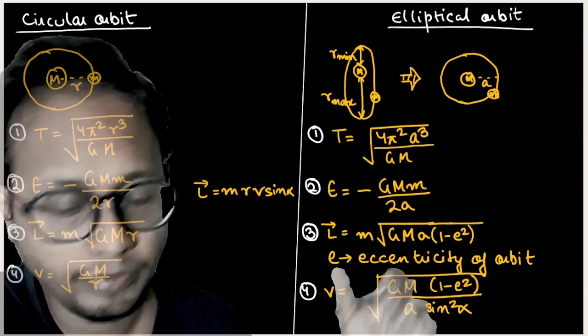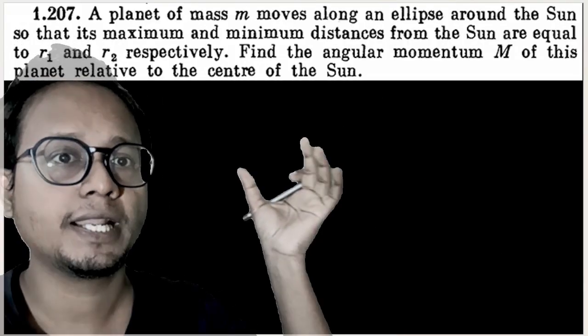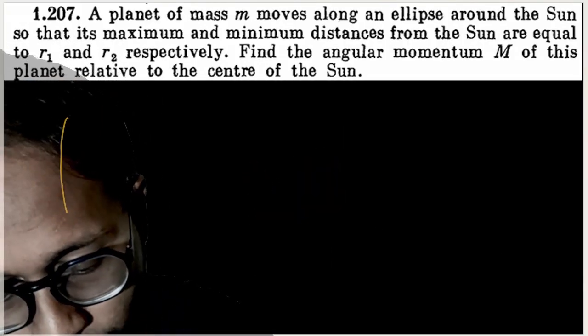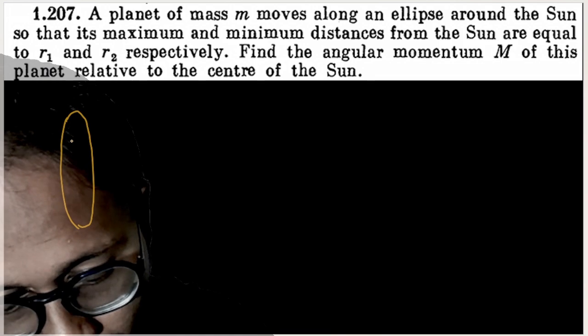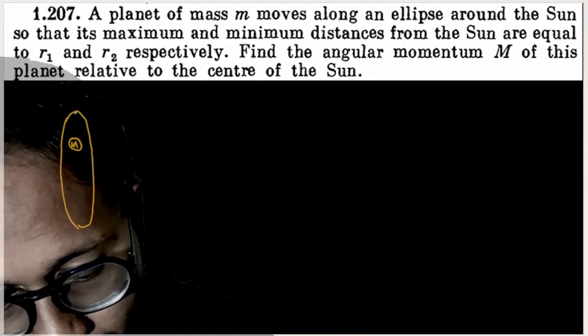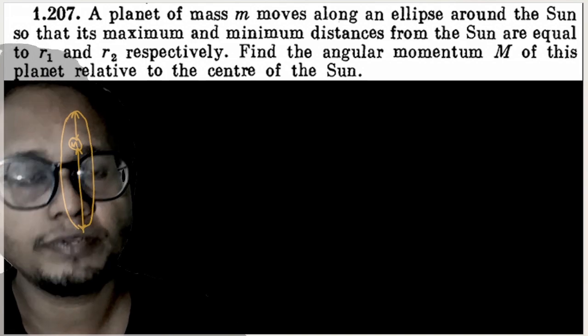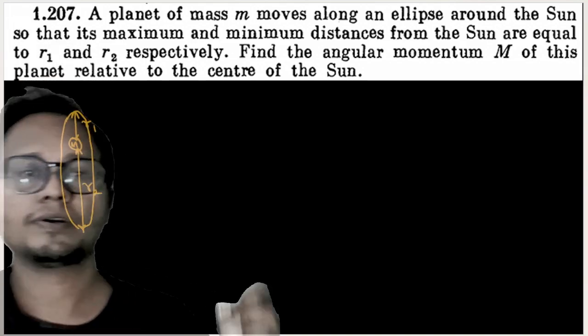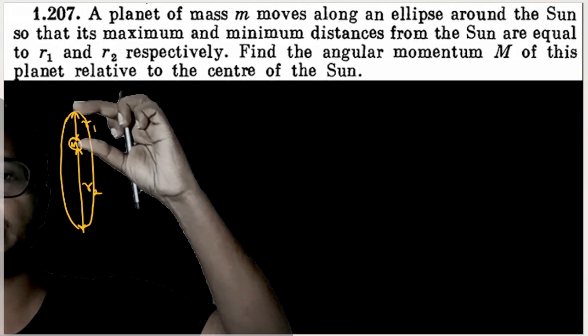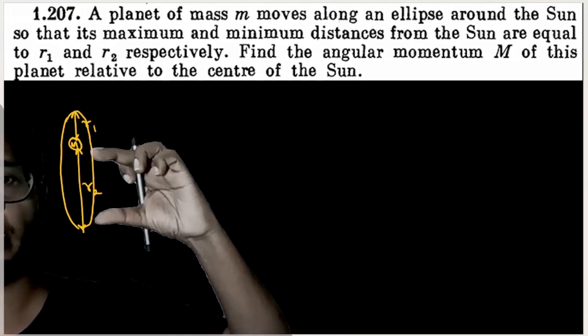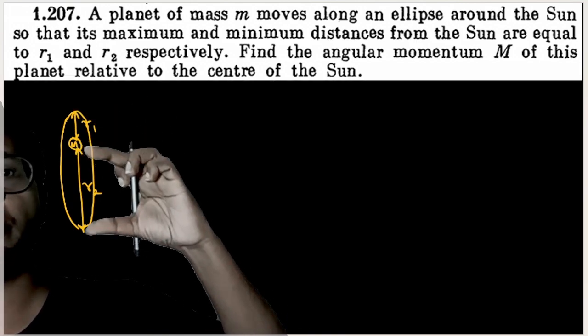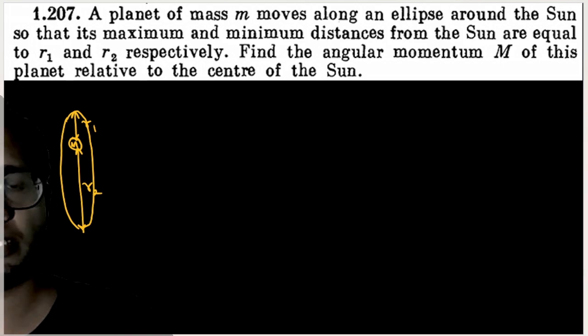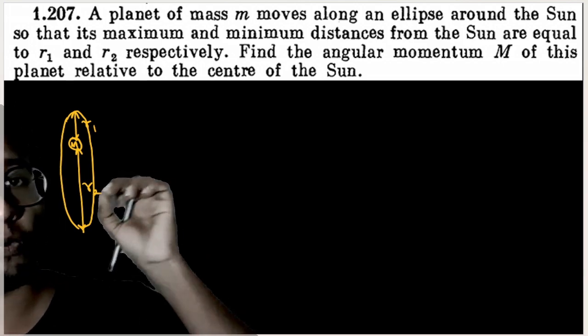I'll just derive this formula. I have to find out the angular momentum in an elliptical orbit. So suppose this is an elliptical orbit, fair and fine. This is the mass of the sun. This is the minimum radius, this is the maximum radius. So instead of using r min and r max, I'll use r1 and r2 because it will get very complicated. r1 is nothing but the minimum distance from the parent body, or minimum distance from the sun. r2 is nothing but the maximum distance from the sun.